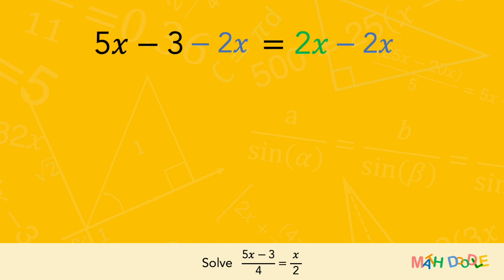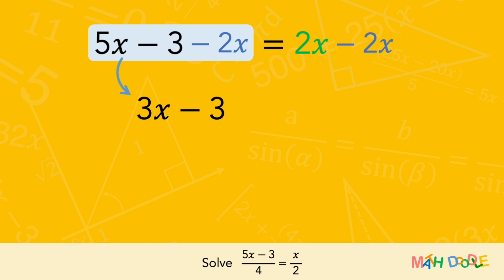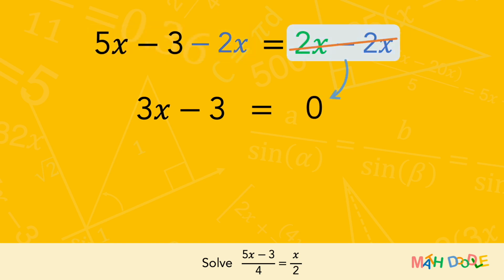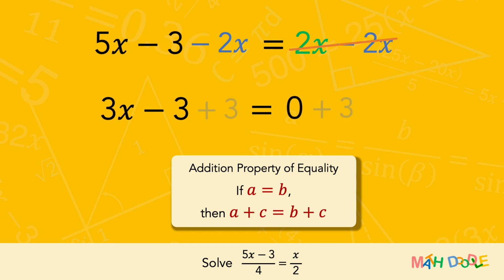After subtracting 2x, the left side of the equation is simplified to 3x minus 3. Then, the right side of the equation is simplified to 0. Next, we are going to eliminate minus 3 on the left side of the equation. To do this, let's add 3 to both sides of the equation.